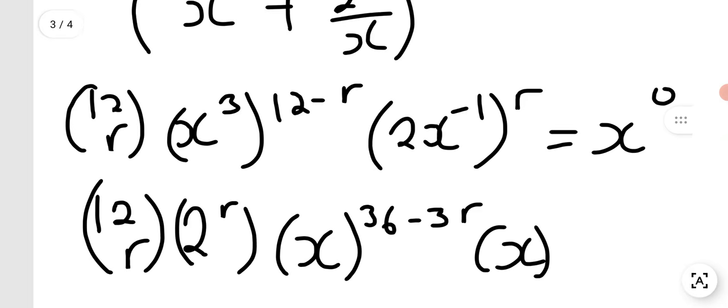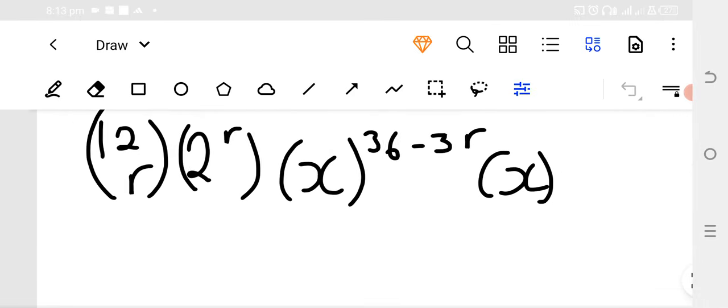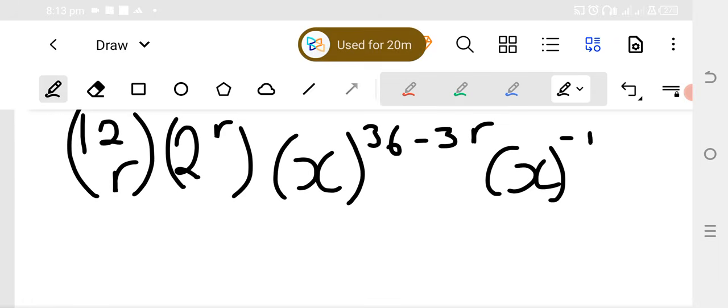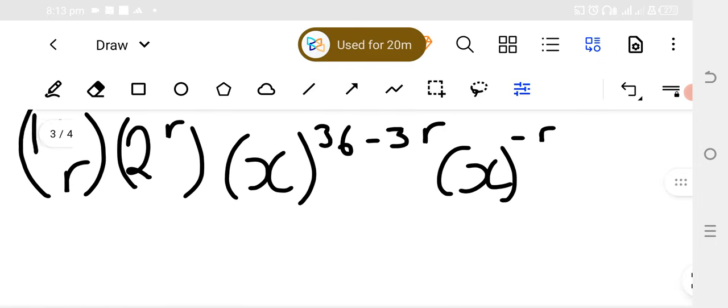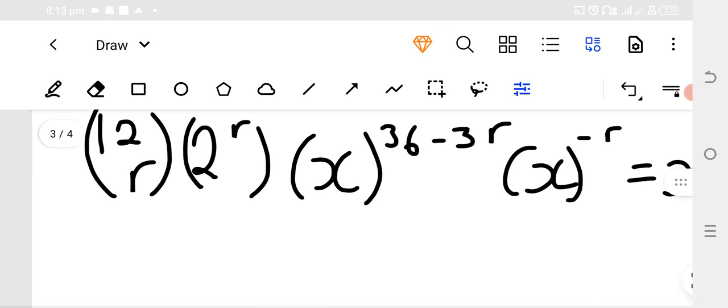So this is the power negative r. So negative r, and then to be equal to x to the power 0. Of course, in the exam you need to do this faster, but this will help you find that r faster.